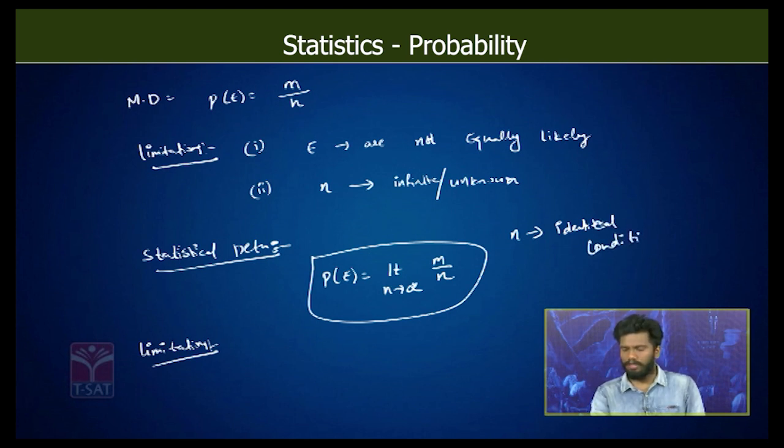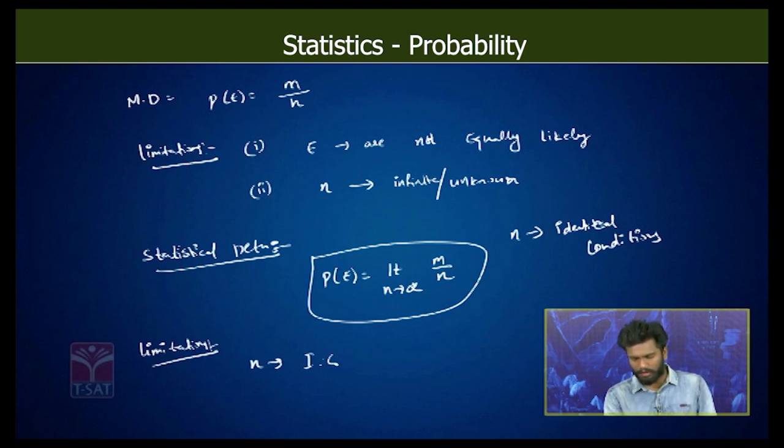You have to repeat all the n number of events under ఐడెంటికల్ కండిషన్స్. సో అదే మనకి ఇక్కడ లిమిటేషన్ అవుతుంది. మనకి n నెంబర్ ఆఫ్ ఈవెంట్స్ అన్ని ఐడెంటికల్ కండిషన్స్లో చేయడానికి వీలు పడదు మ్యాక్సిమం. సో దట్ ఈజ్ ద లిమిటేషన్ ఆఫ్ ద స్టాటిస్టికల్ డెఫినిషన్.